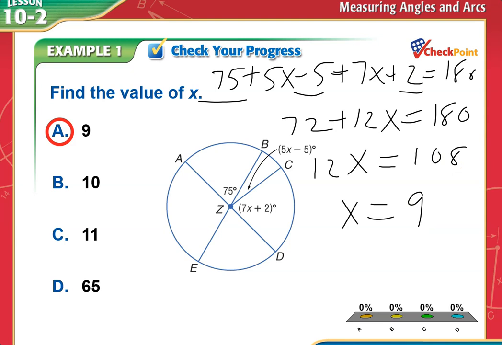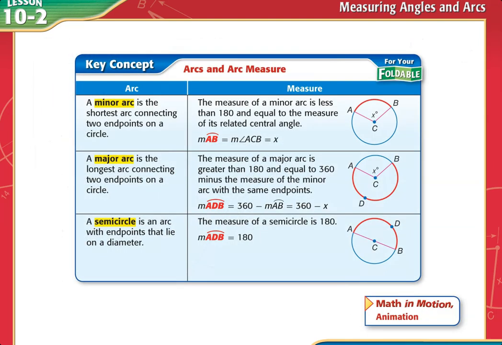Okay, here's another key concept. It's called a minor arc. A minor arc is the shortest arc connecting two endpoints on a circle. The measure of a minor arc is always going to be less than 180. It's going to be equal to the measure of its related central angle. Then you have a major arc, and it's always going to be greater than 180. And again, the semicircle, which we discussed a little bit earlier, is 180 degrees.